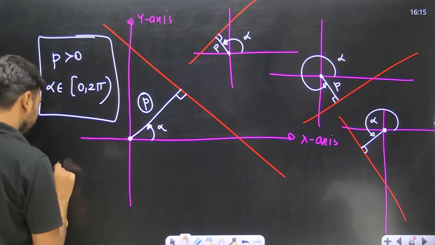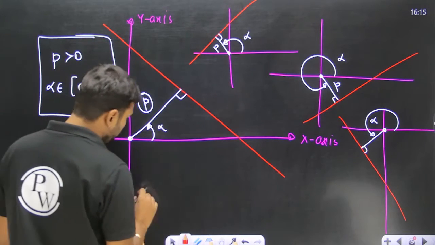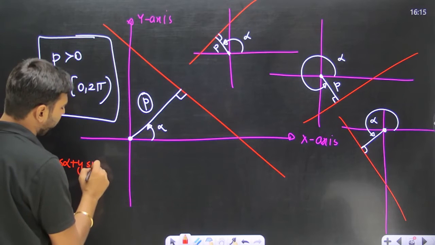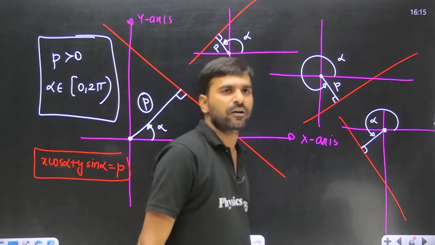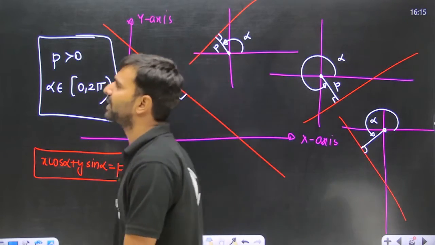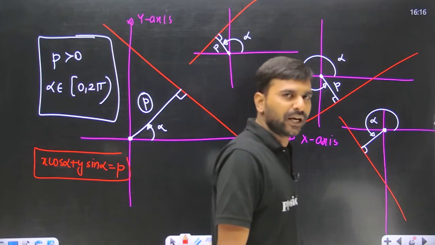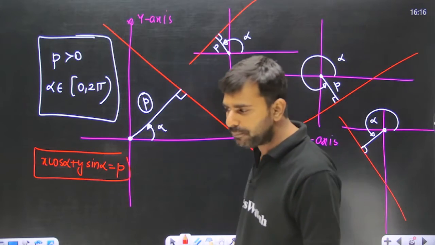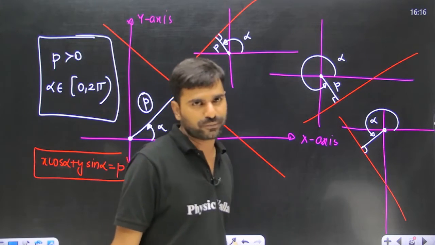In all these cases, the equation of the red line can be written as x cos alpha plus y sin alpha equal to P. What is the form? x cos alpha plus y sin alpha equal to P. In all these four cases, the line will be represented by x cos alpha plus y sin alpha equal to P, where P is the length of the perpendicular drawn from the origin. So P has to be positive and alpha is the angle made by that perpendicular from the positive direction of the x-axis. So alpha goes from 0 to 2 pi.